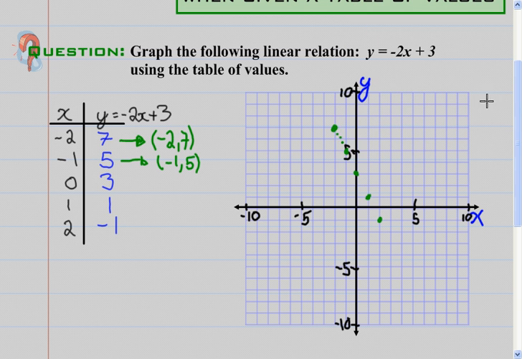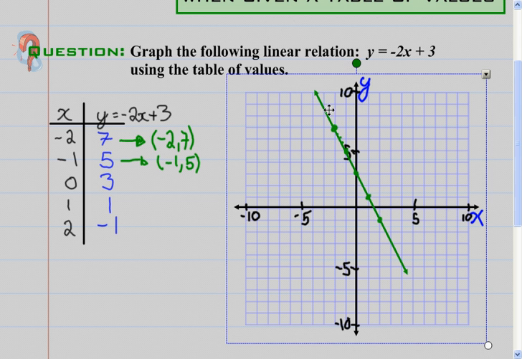We're going to make sure we put arrows on both ends. And we're going to create a line that passes through all the points. Now notice, we're not going to just stop at the end points. We're going to continue going because we know that this linear relation will continue on forever for bigger negative x values and for larger positive x values.